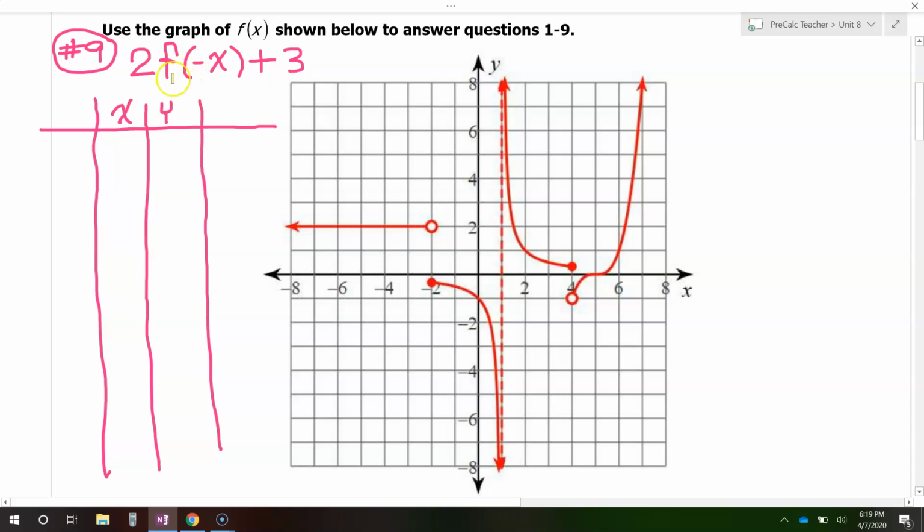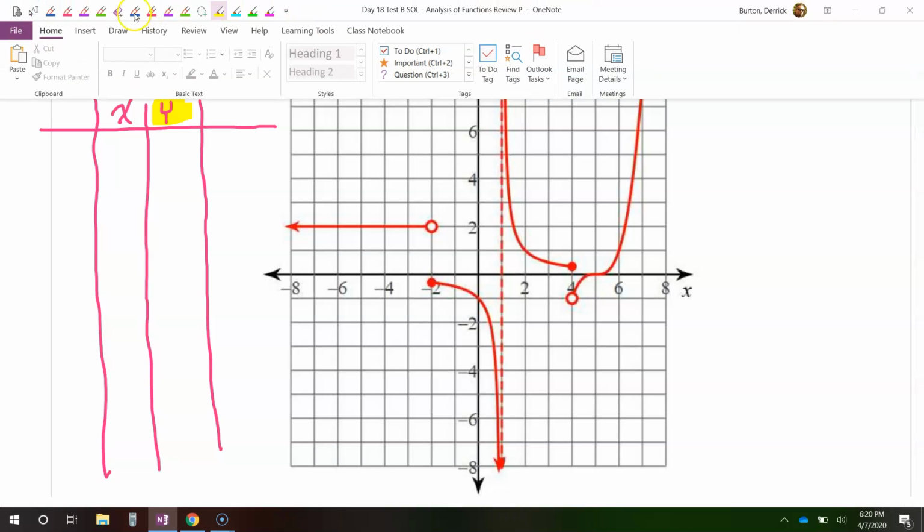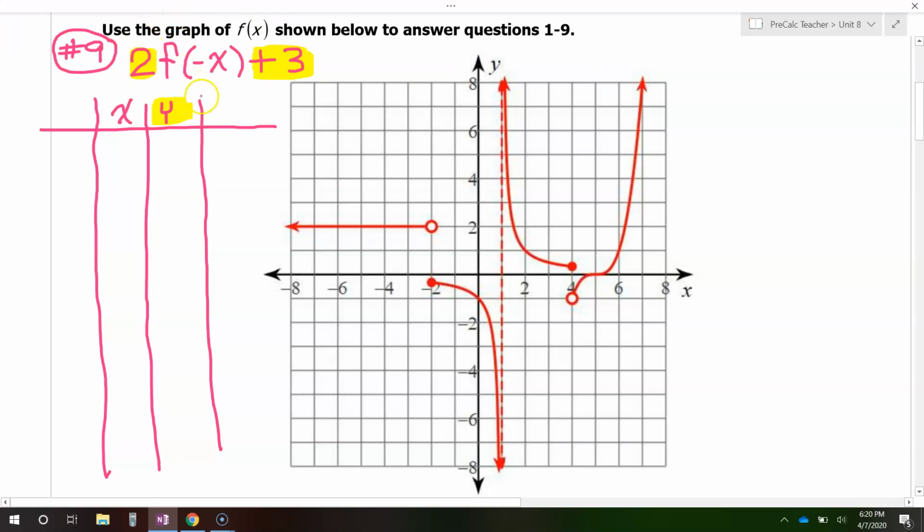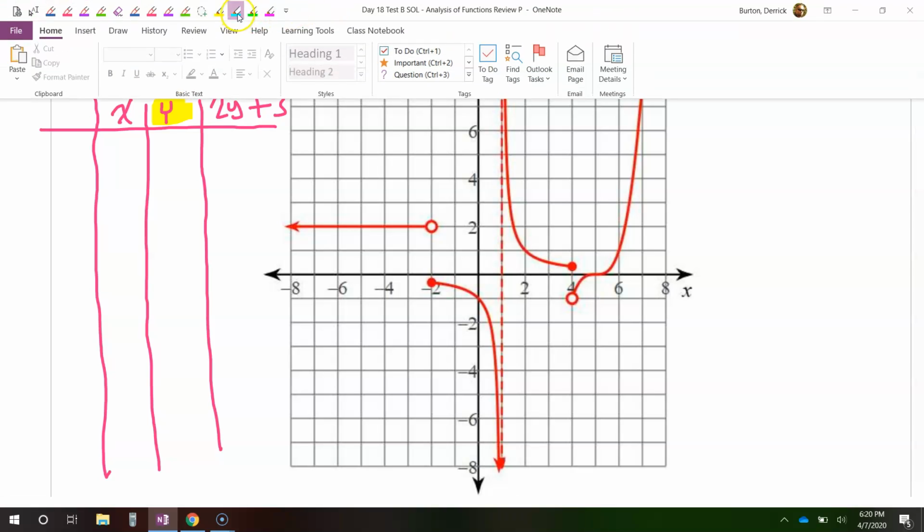Some transformations affect the y values, and those will be the transformations that are outside of the function, like the 2 and the 3. For that reason, when we do our transformations, we're going to take the y values and we will do 2y plus 3. We're doing the two transformations that affect the y values.